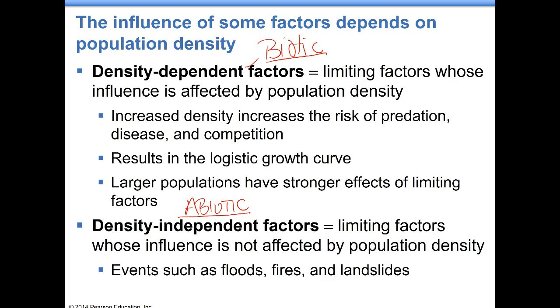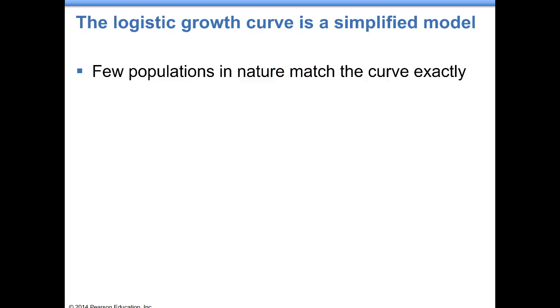Density-independent, as I said, are limiting factors whose influence is not affected by population density. It doesn't matter how many individuals are in that population, it's going to affect them regardless. So floods: it's great to have a large number of organisms so that if a flood happens, maybe a few will survive, but it's still going to impact that entire area. It's not going to worry about what the population numbers are. Fires, landslides, hurricanes, earthquakes, and volcanic activity fall under that.